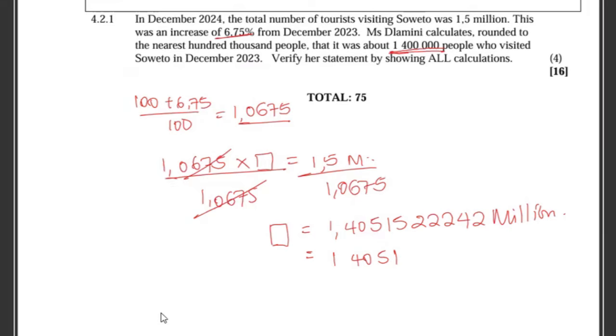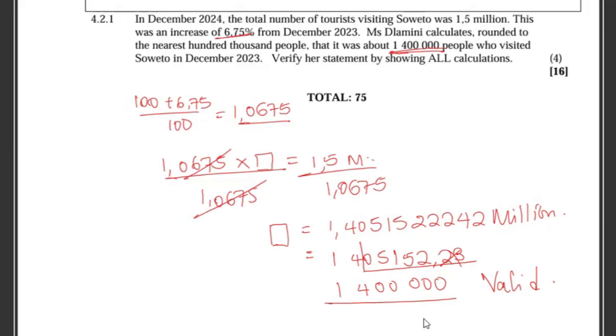1,400,000. We don't need the decimals. They said to the nearest 100,000. So the nearest 100,000 stops here, and these ones become all zero. So it's 1,400,000. Meaning that is what? Her claim is valid. And this brings us to the end of question 4 and the end of our proposed answers.